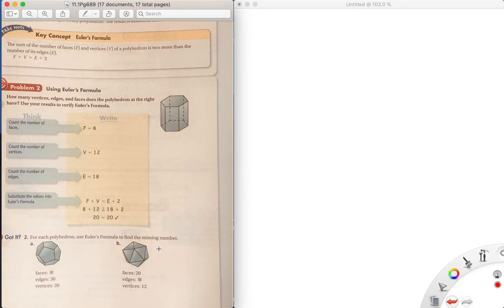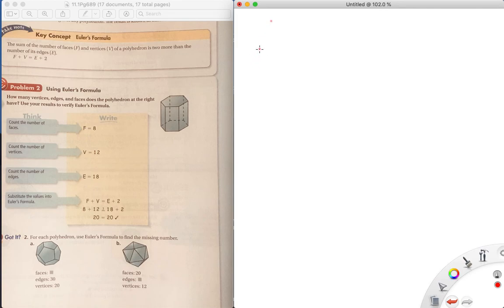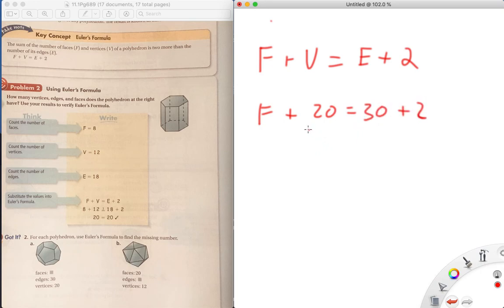So here for number 2A, we have this particular polyhedron. They want to know how many faces it has. So we're given that it has 30 edges and 20 vertices. So again, we can use Euler's formula, which is faces plus the vertices is equal to the edges plus 2. We don't know what the faces are. That's what we're looking for. They give us that we have 20 vertices. We have 30 edges plus 2. So I can subtract 20 from both sides. Faces is equal to 10 plus 2. So we have 12 faces.